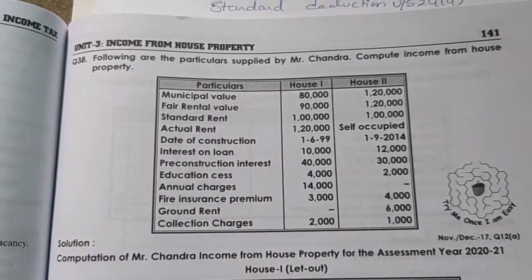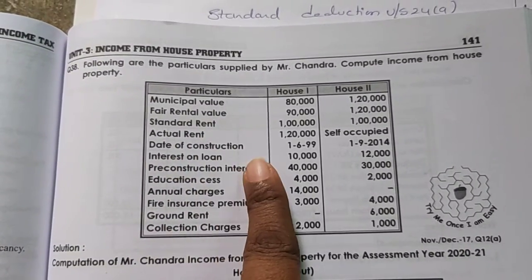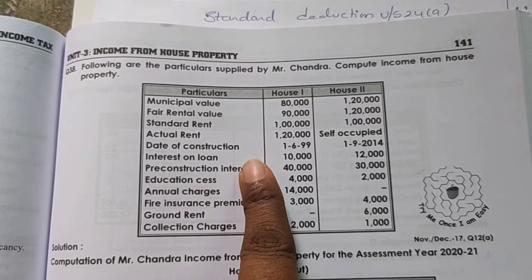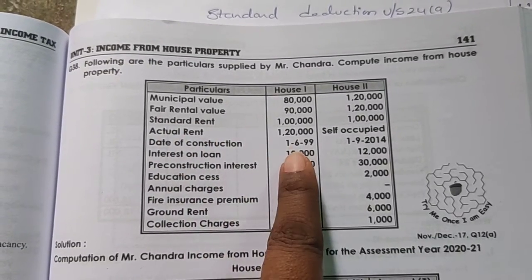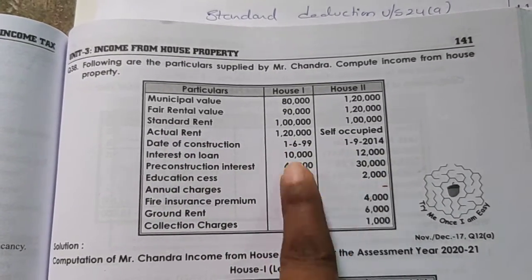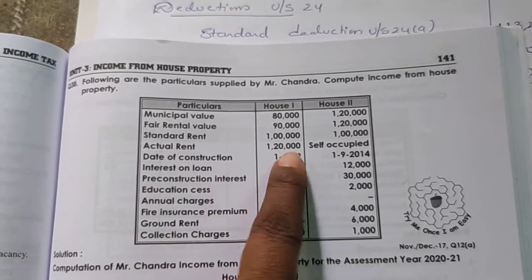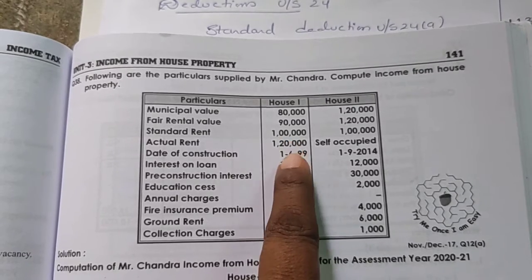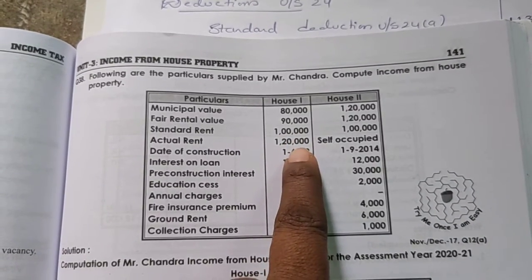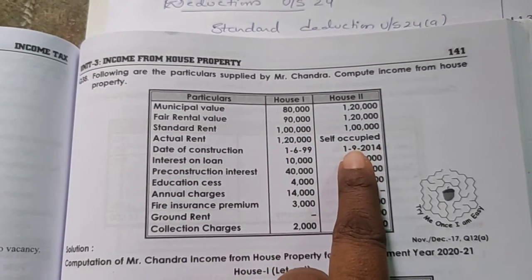Now see another question. Following are the particulars supplied by Mr. Chandra; compute income from house property. Here he has given two houses, house 1 and house 2. House 1 is let out, so the actual rent is being received, and house 2 is self occupied.